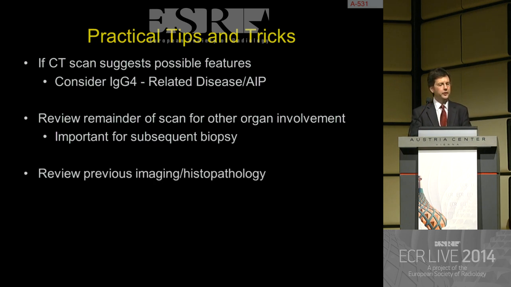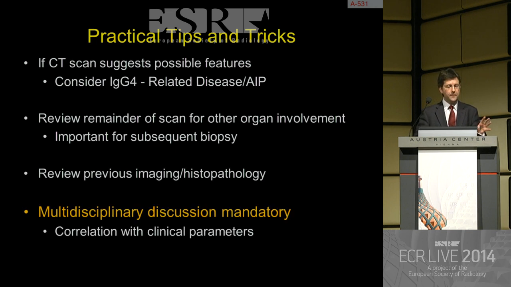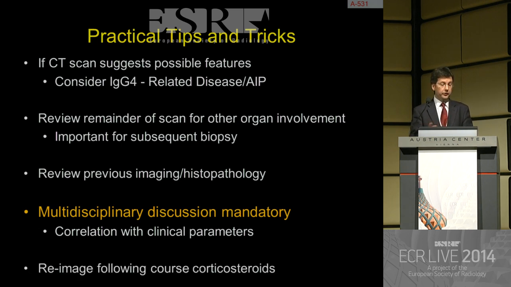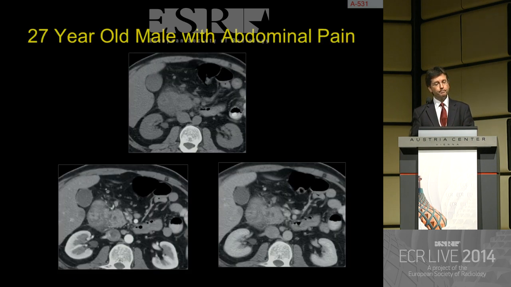Review previous imaging and histopathology if it's available, and make sure you have a multidisciplinary team discussion, because you will not be aware of all the clinical features of the presentation of this disease, and you need to discuss it with your clinicians to come up with the clinical parameters. And second, and lastly, if you're going to re-image, make sure you re-image following a course of corticosteroids, because AIP has a great response, as I've already showed.